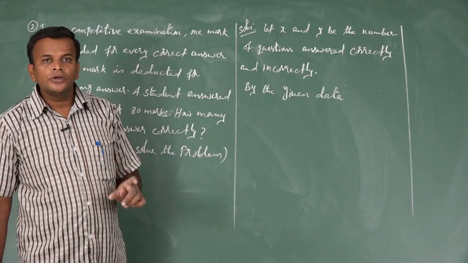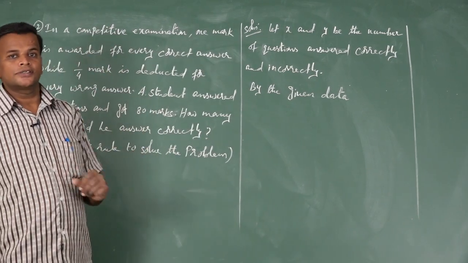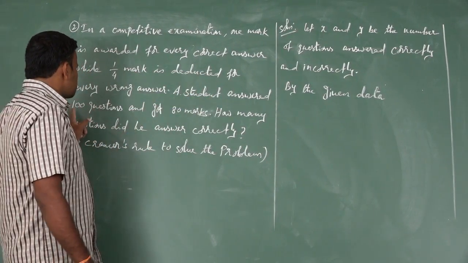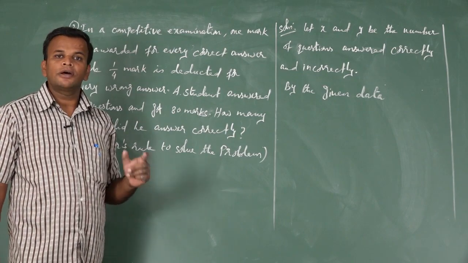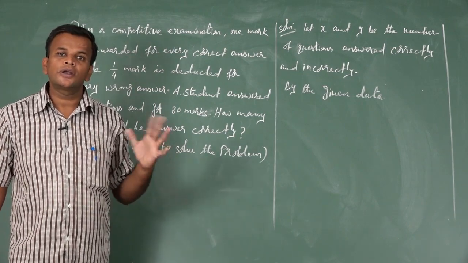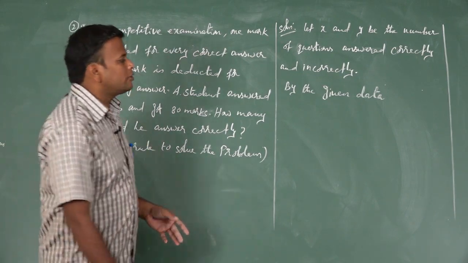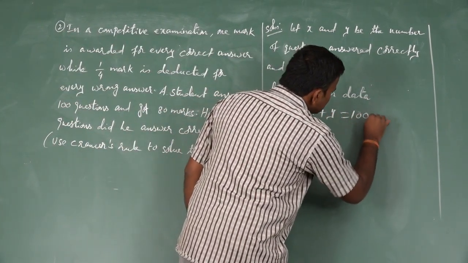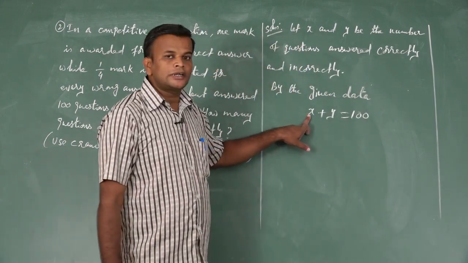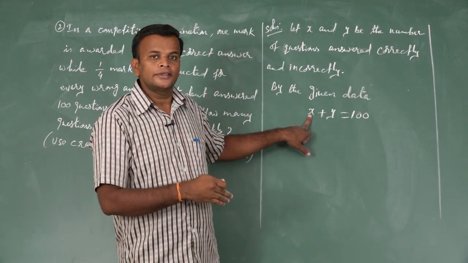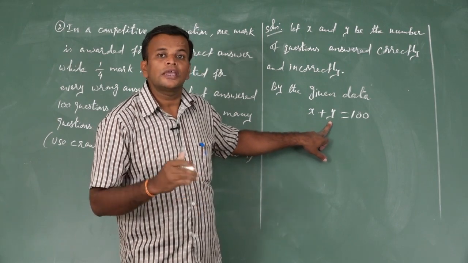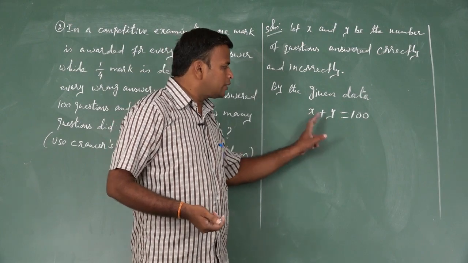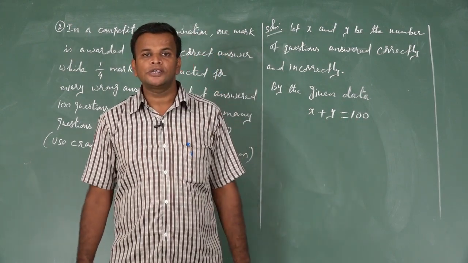First of all, the student will answer how many questions? From the given data, a student answered first of all 100 questions. So the total number of questions is 100. So I will take x plus y is equal to 100, where x is the number of questions correct and y is the number of questions incorrect, but the total number of questions is 100. So x plus y is equal to 100.